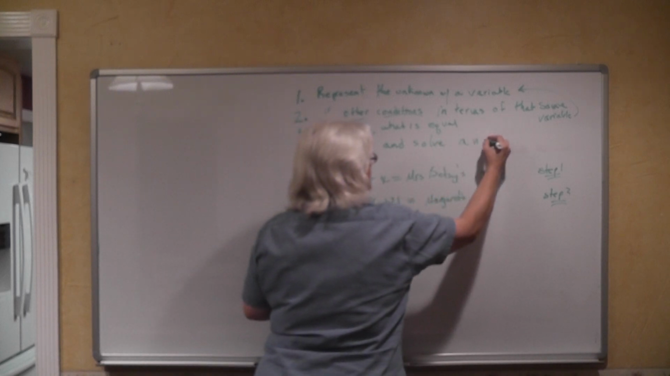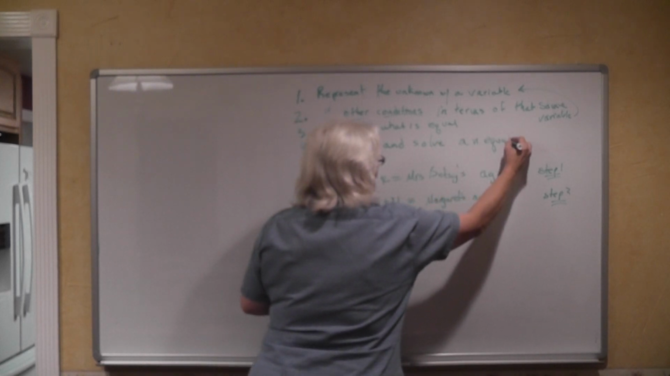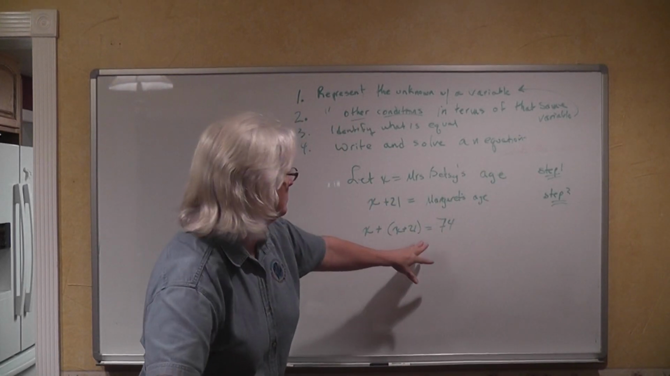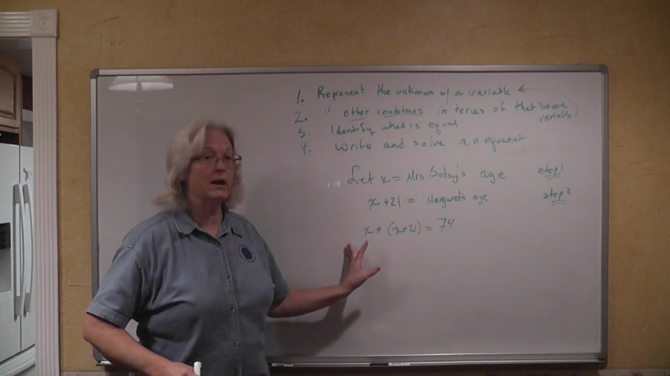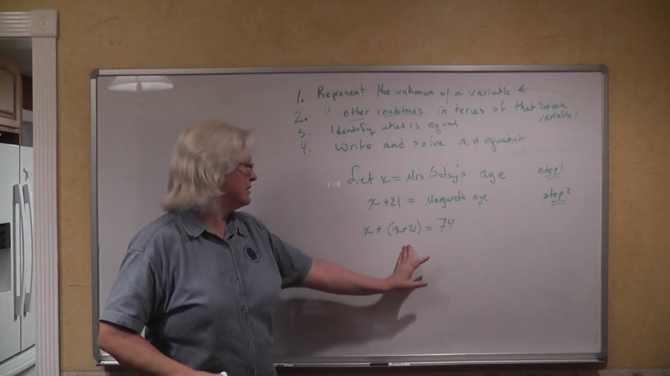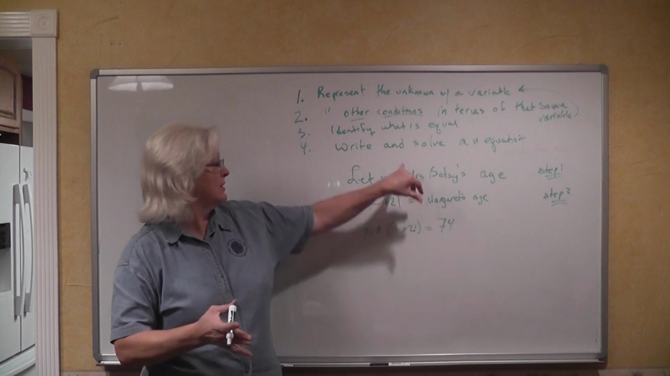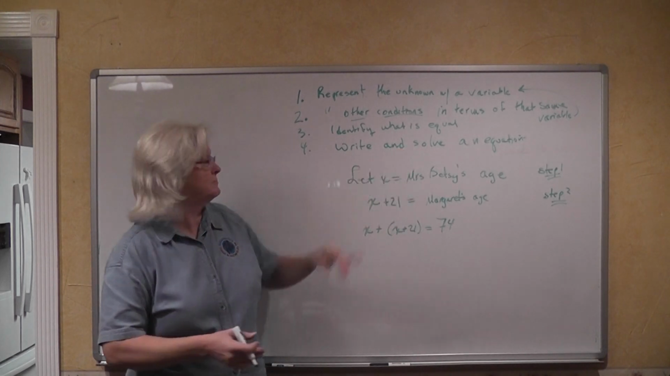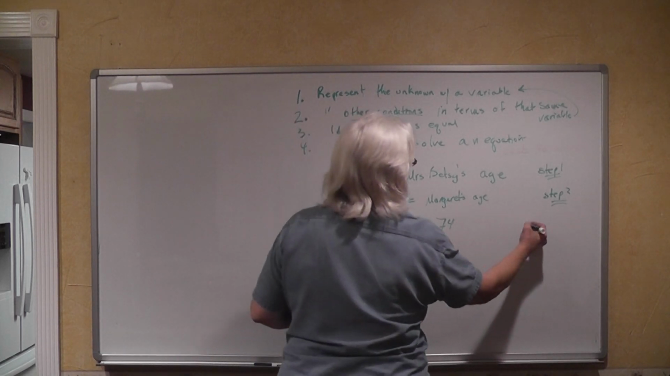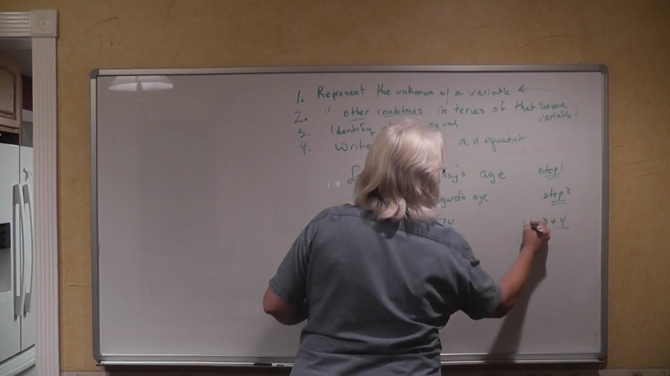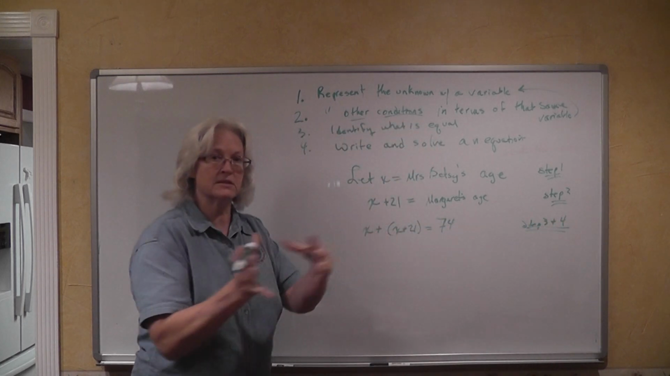What's an equation? An equation is a mathematical statement that includes a verb. It includes this equal sign here. This says my age plus Margaret's age is equal to 74. We've come up with an equation. And we did that by saying, okay, this is equal.